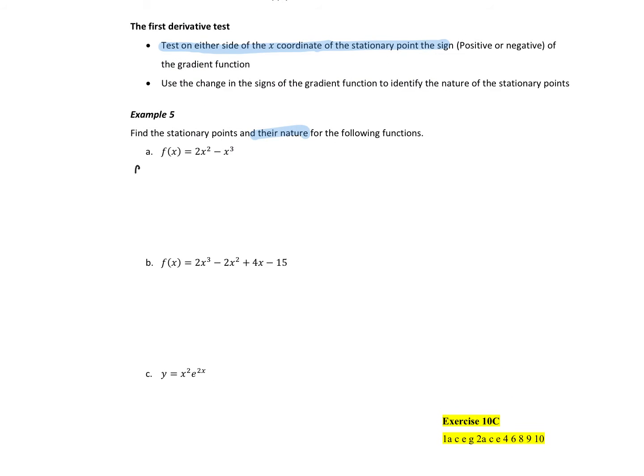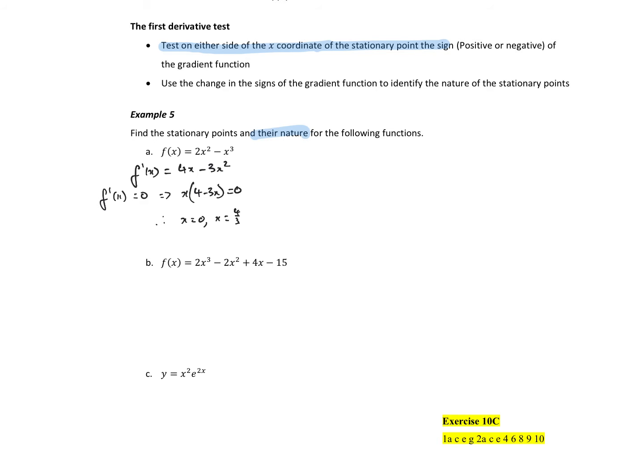First things first, let's find f dash of x, and that's equal to 4x minus 3x squared, and I need to solve that equal to 0. So f dash of x is equal to 0, so if I factorise with an x out the front, I get x(4 minus 3x) equals 0. Therefore x is equal to 0, or x is equal to, take the 4 across, divide by 3, positive 4/3. So they're the x coordinates.